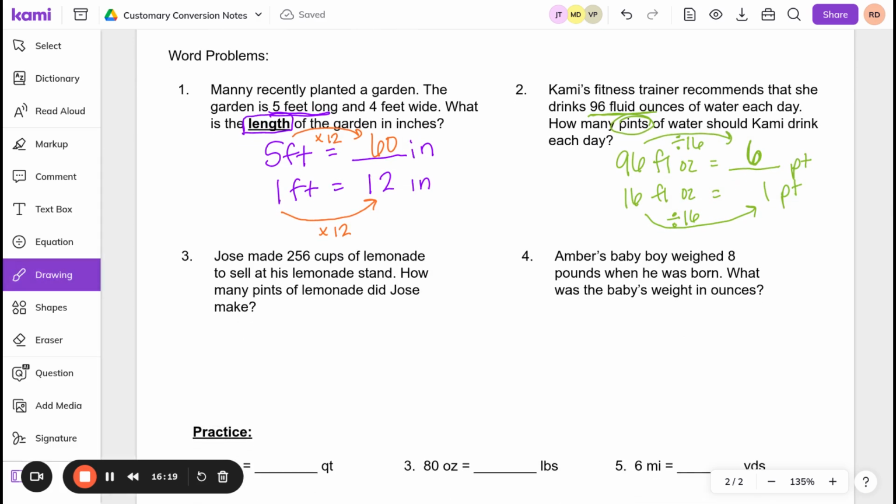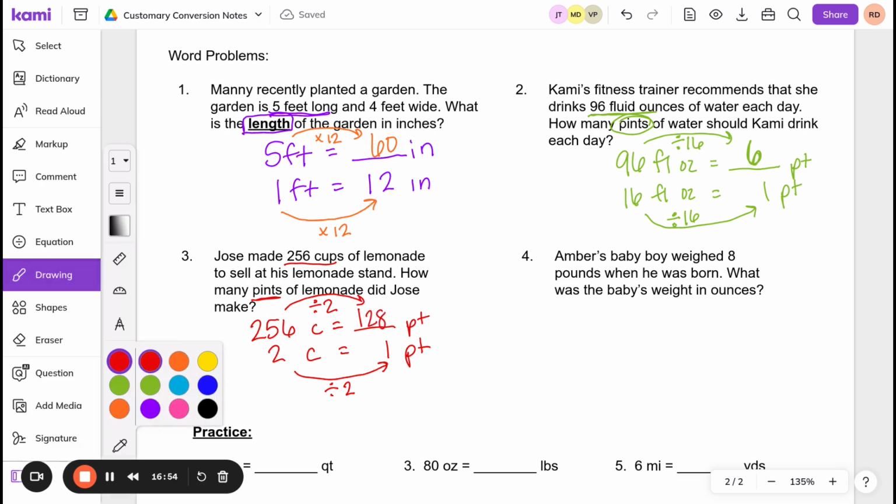Example 3. Jose made 256 cups of lemonade to sell at his lemonade stand, and we want to know how many pints that is. So we have 256 cups equals pints. Your star chart tells you there are 2 cups in 1 pint. So we are dividing by 2. And whatever I do to the bottom, I do to the top. And 256 divided by 2 is 128 pints. That's a lot of lemonade.